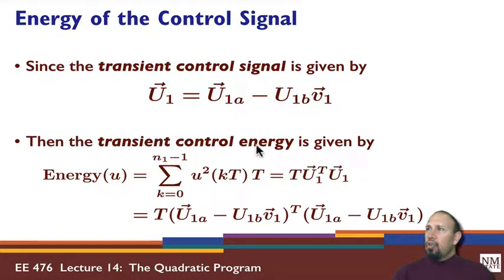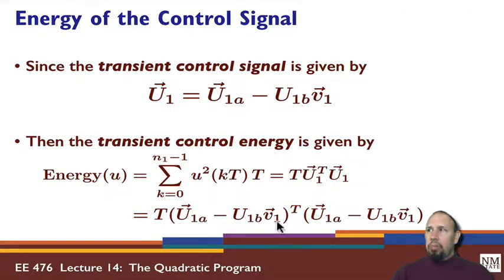And so the transient control energy then is the square sum of the elements of this vector. So it's T times u1 vectorized transpose times u1. So this is how we can express this sum. It's this vector transpose times itself. And notice this looks very much like what we saw in our quadratic program. Indeed, very important. The one difference is that there's a sampling period out here, but notice that this is just a constant in terms of the sum.